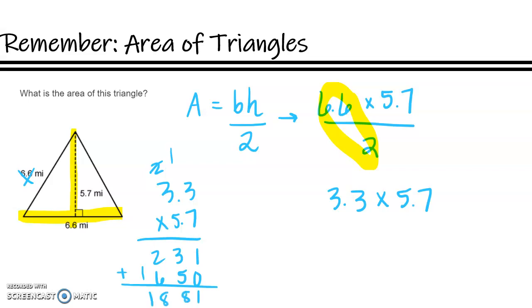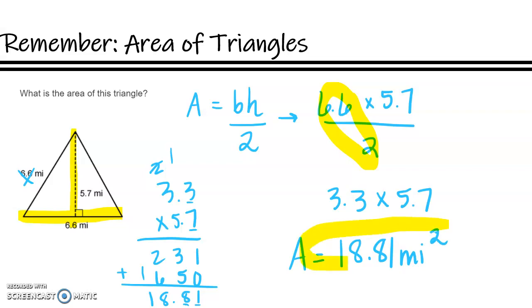And remember that if there are 2 numbers behind the decimal in the problem, there should be 2 numbers behind the decimal in my answer. So the area of this triangle is 18.81, and it's miles squared. So there's my final answer for that.